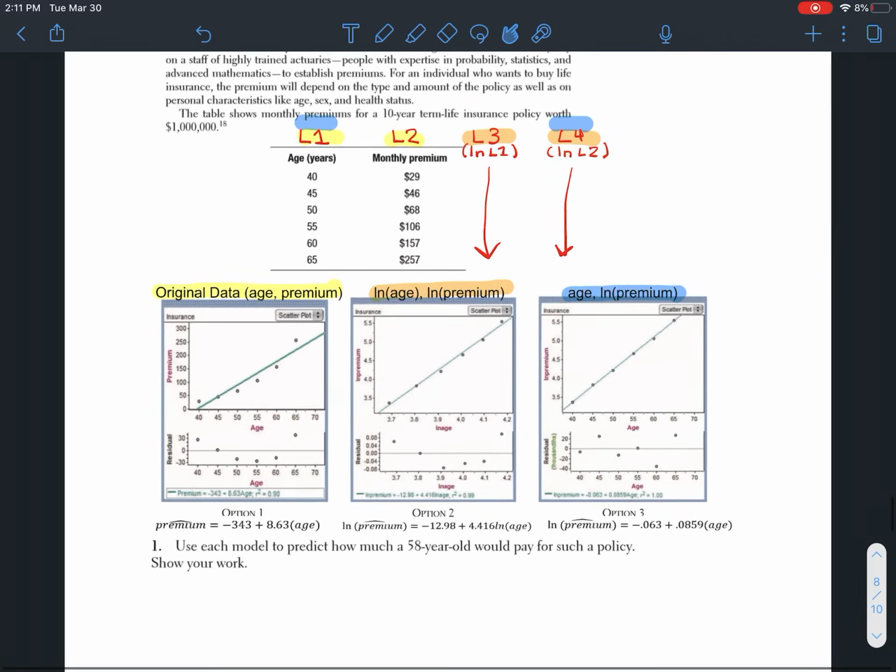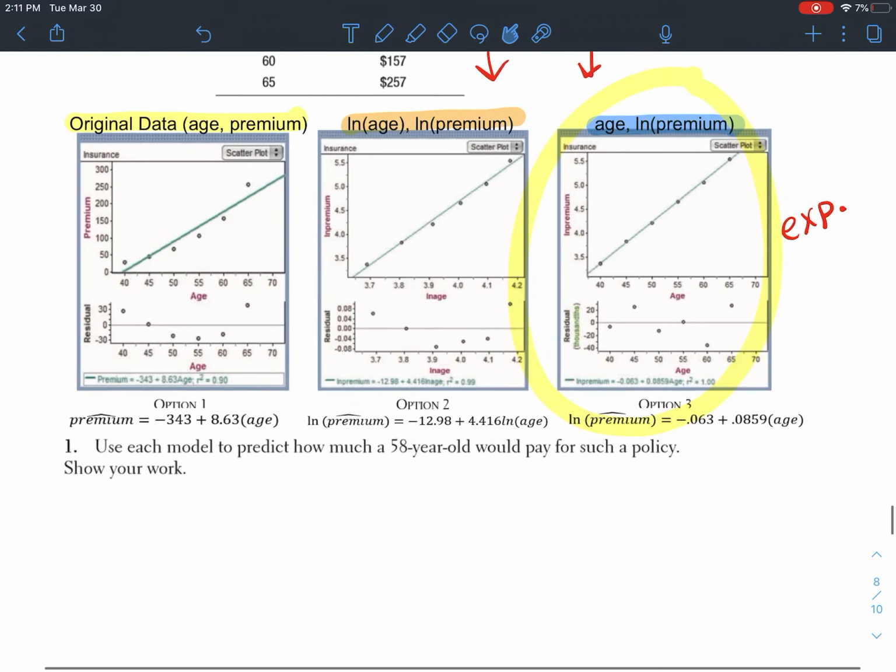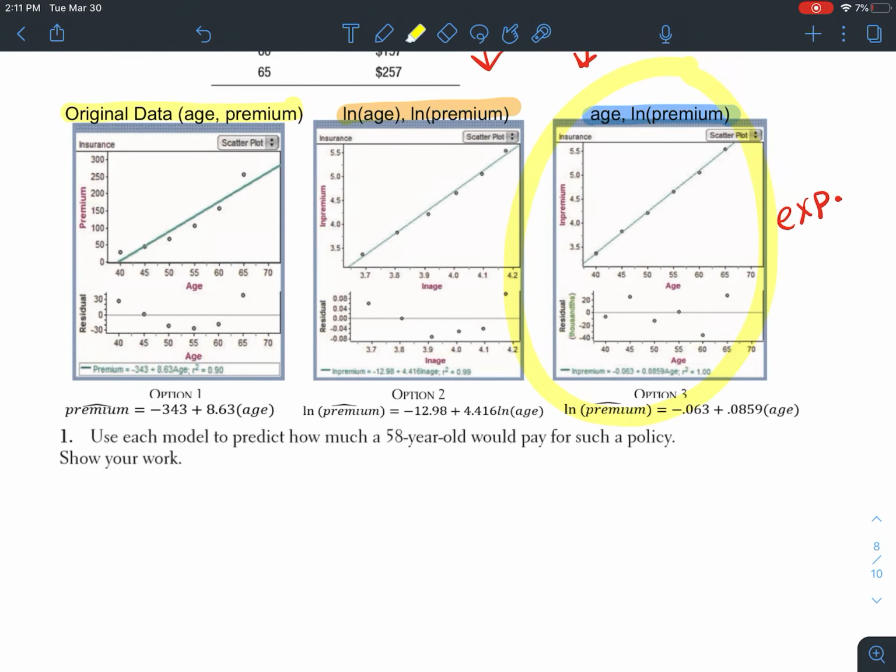So if I had to choose which model I really thought that the original data set was, I would choose, based on the transformation that took place here, I only transformed the response variable. This is probably going to clue me in that it is very likely that the original data set was actually exponential in nature.